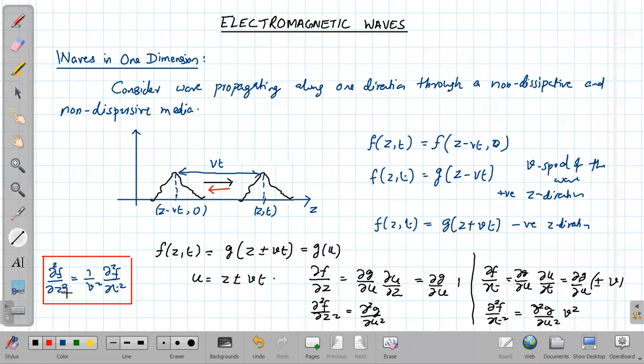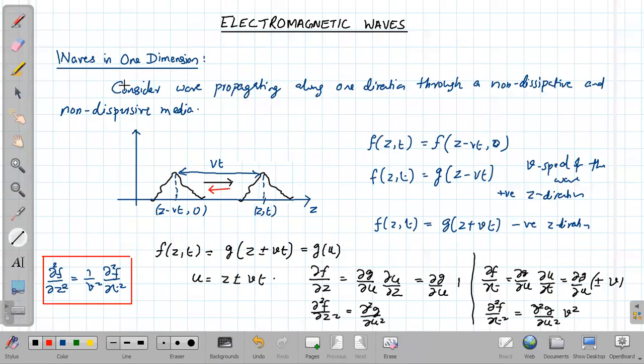So once you know the wave equation satisfied by the wave, we can identify what should be the velocity of the wave from this expression. The term which comes with the ∂²f/∂t² would be equal to 1 by v². So that is why.